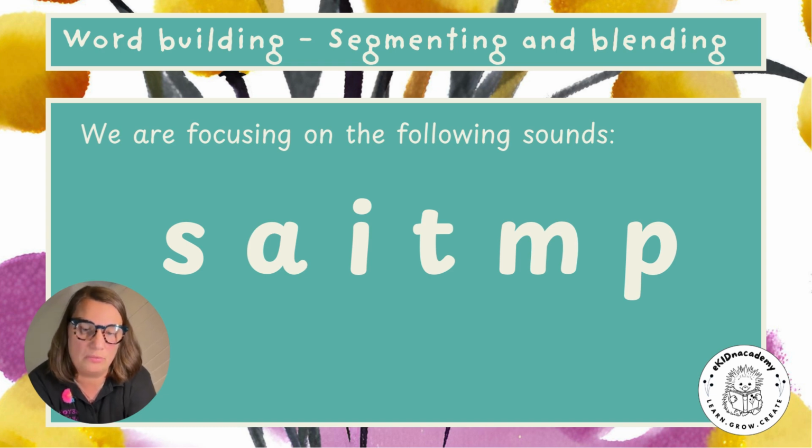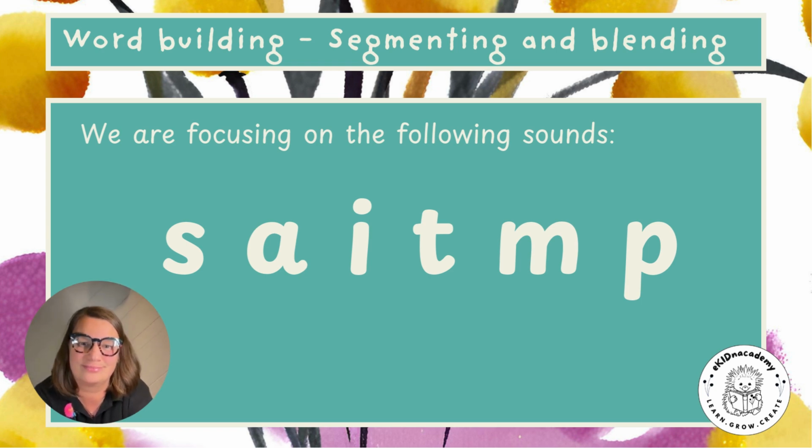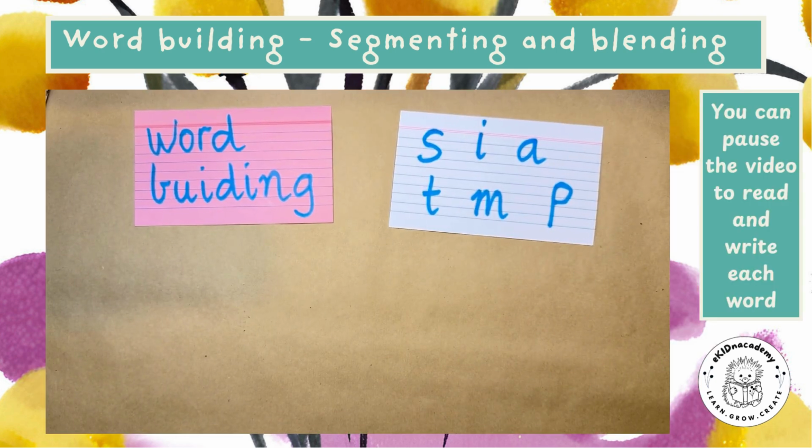Today we're going to be writing some words using the sounds s, a, i, t, and p. I invite you to go and get a pen and paper or a whiteboard and a texter and follow along with me. You could read the words with me and then you could write them. Let's go. Let's start by saying all of the sounds first.